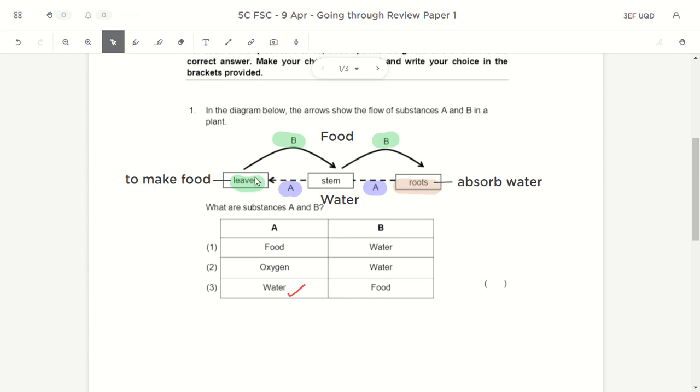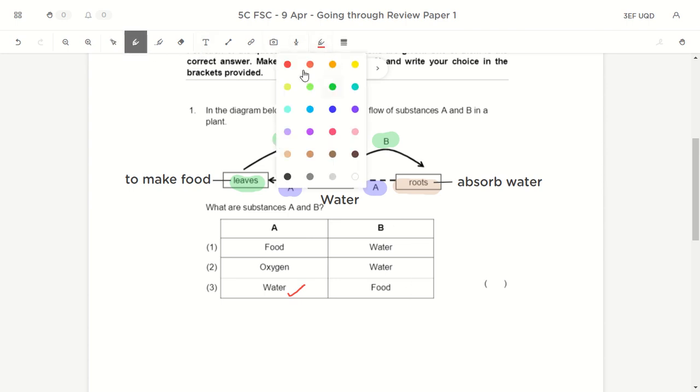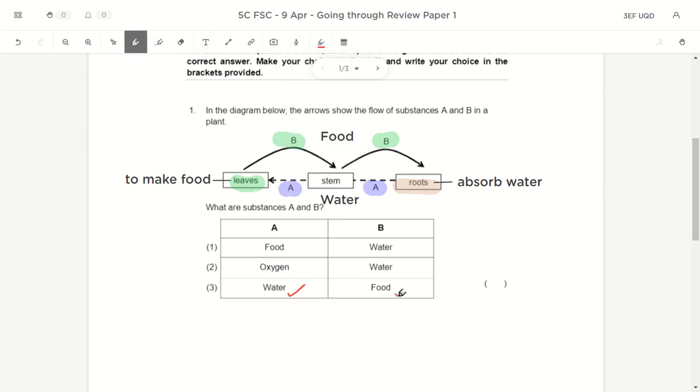Leaves make food, so the leaf transports the food to the stem using the food carrying tube. The stem transports it to the roots, which cannot make food, using the food carrying tube also. So B is actually food. So let's see if B is really food. Yes, B is food. So the answer is actually 3.